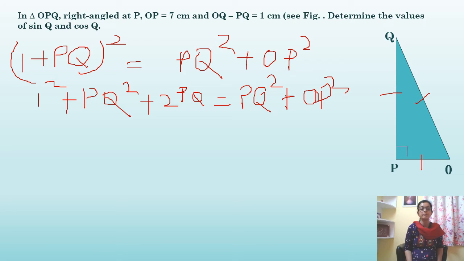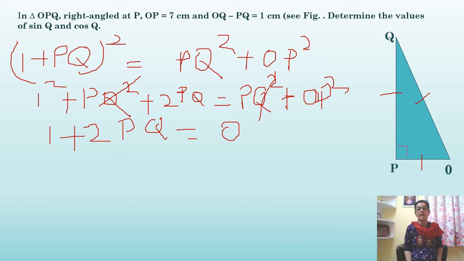Now as you can see, PQ squared is there even in LHS and RHS. So you will cut it out. Both will get cut down. If the same terms are there in LHS and RHS, then they get cut. Now what is remaining in LHS? 1 plus 2PQ. And what about the RHS? Here you are having only OP squared.